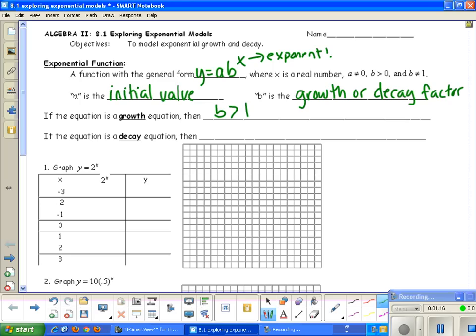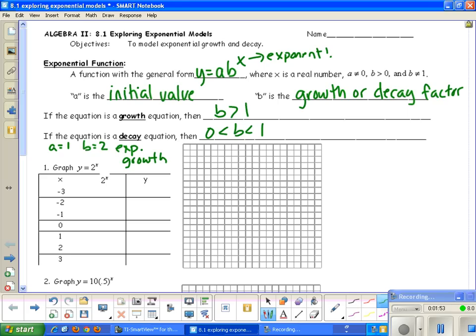If the equation is a decay equation, then your b value would be in between 0 and 1, so a fraction between 0 and 1, or a decimal. So that would be growth, and the other one would be decay. So let's look at the first one. We have y equals 2 to the x power. Notice that my a value in this case would be equal to 1 because there's nothing in front of the 2. My b value is equal to 2. So since it's equal to 2 and greater than 1, we know this is going to be exponential growth.